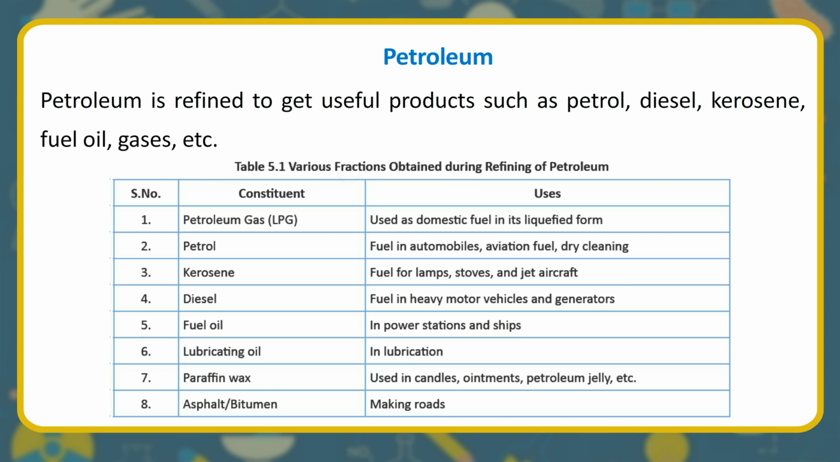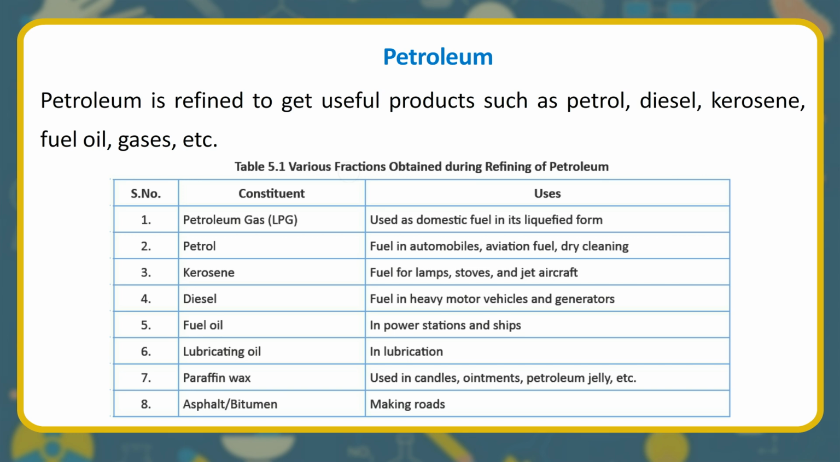Various fractions obtained during refining of petroleum. Number, constituent, uses. 1. Petroleum gas, LPG. Used as domestic fuel in its liquefied form. 2. Petrol. Fuel in automobiles, aviation fuel, dry cleaning. 3. Kerosene. Fuel for lamps, stoves, and jet aircraft. 4. Diesel. Fuel in heavy motor vehicles and generators.